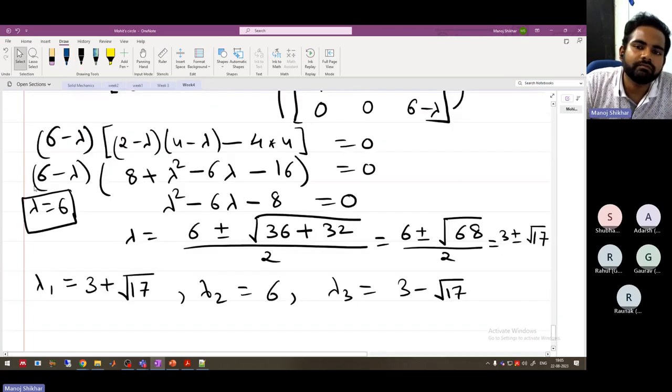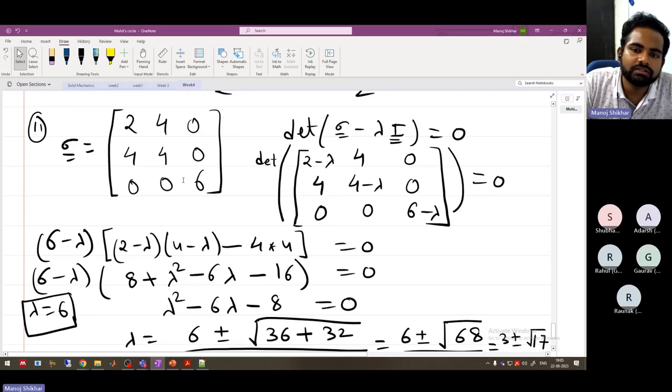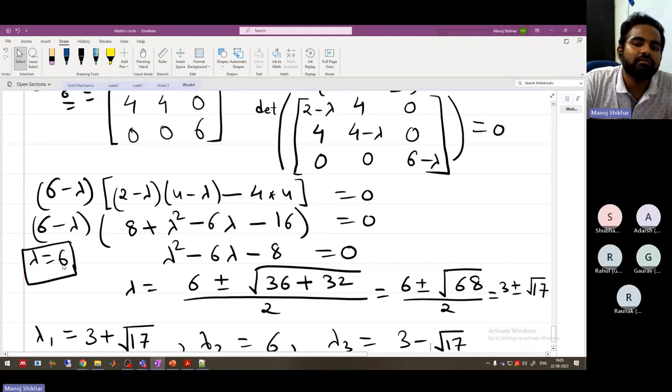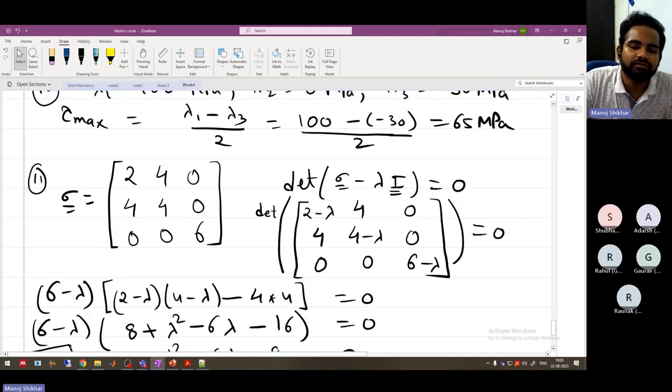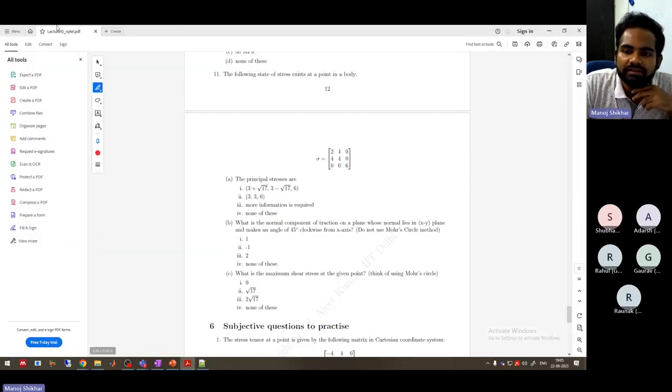Now look at one thing. Here last term was 6 and all other things were 0. So this means that E3 itself was a principal plane. The plane with E3 as normal itself was a principal plane. So we could have directly written that lambda equal to 6 is one of the eigenvalues. Okay. Now let's see if we have that in the options. Yeah, so we have our first option. So this is the correct option for principal stresses. So we have found the principal stresses.